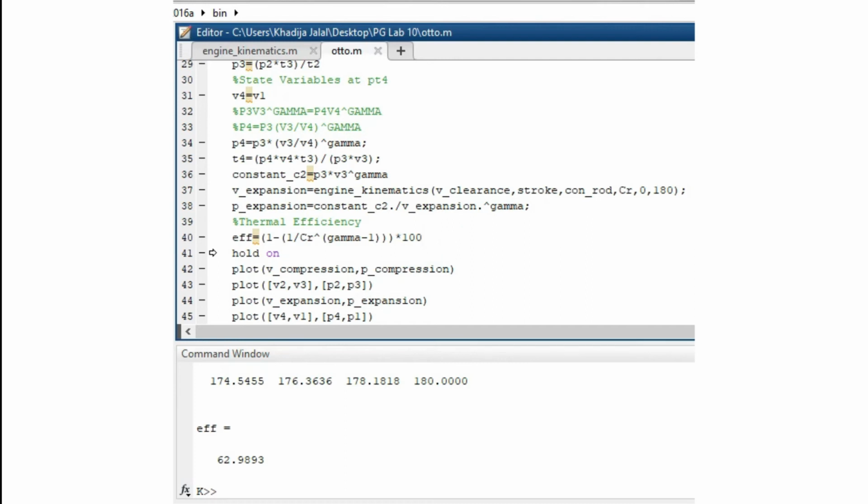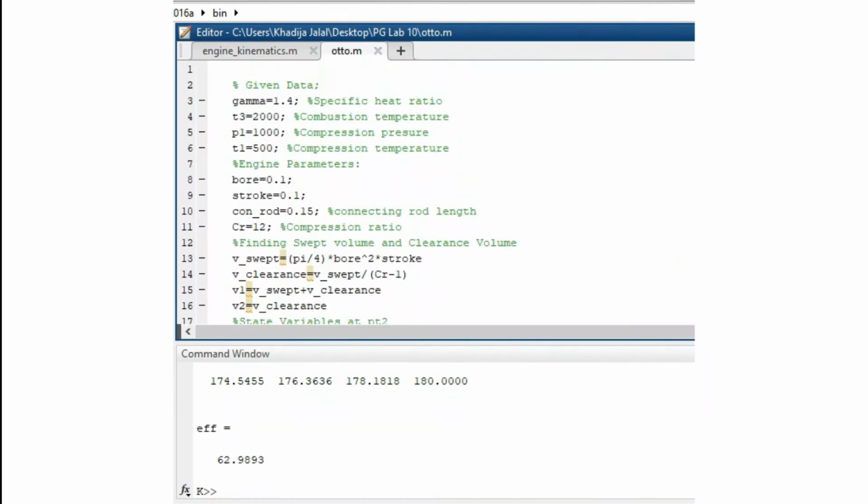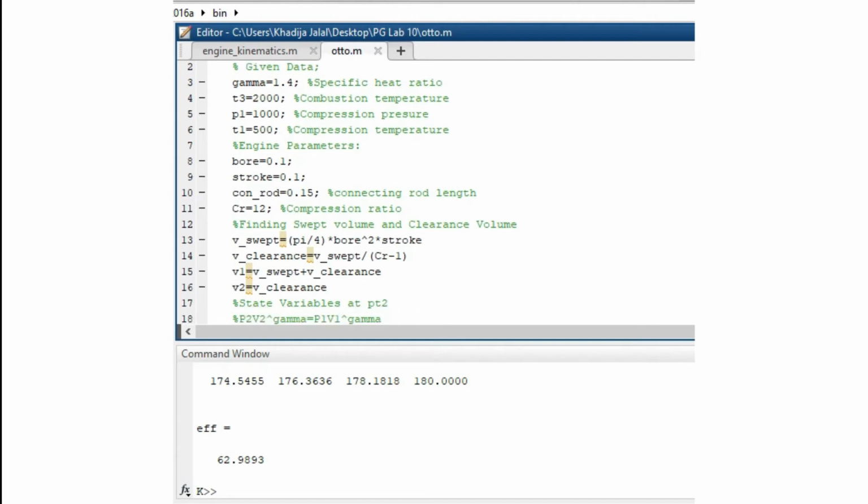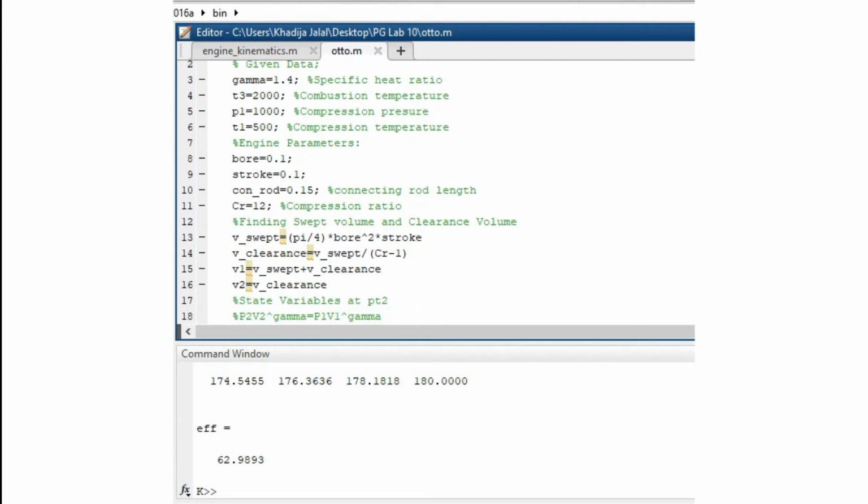So students, now coming towards the PV diagram. In order to plot the PV diagram on MATLAB, students, we have to find out a lot of values, because we have to plot the whole PV diagram from state 0 to state 4. So in order to plot the PV diagram, we have to find all the values at each state.